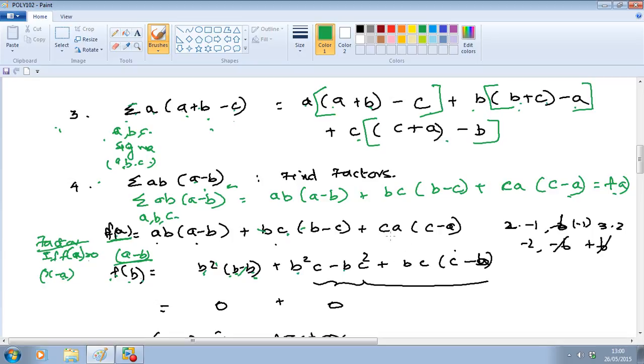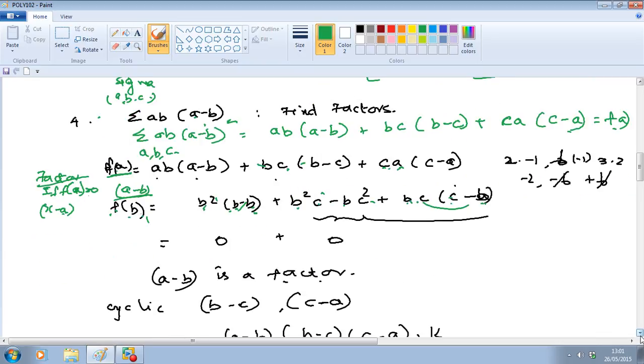Plus, b will be replaced by a. So here a also can be replaced by a. Instead of a, you put b now. This becomes bc multiplied by c minus b. Then b square c here minus b square c, this one minus bc square here plus bc square. So then f of b will become 0. f of b is 0 means a minus b is a factor.